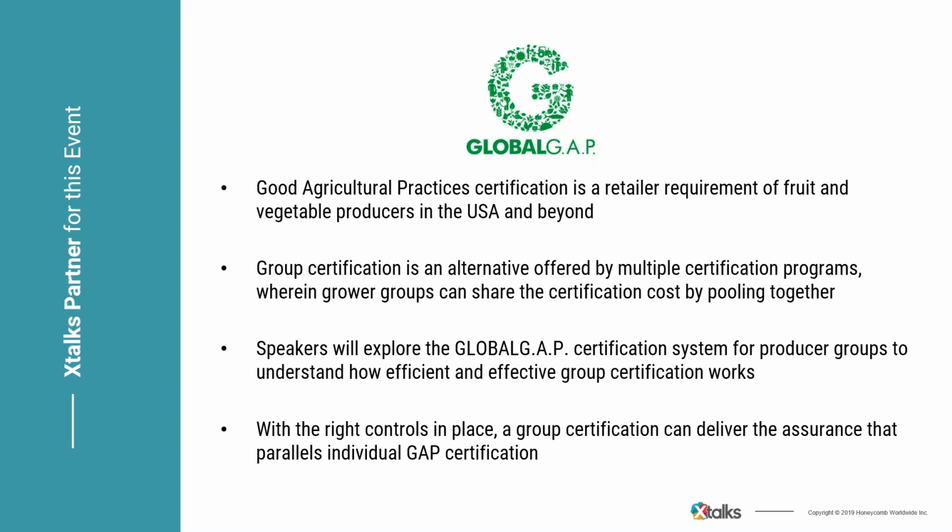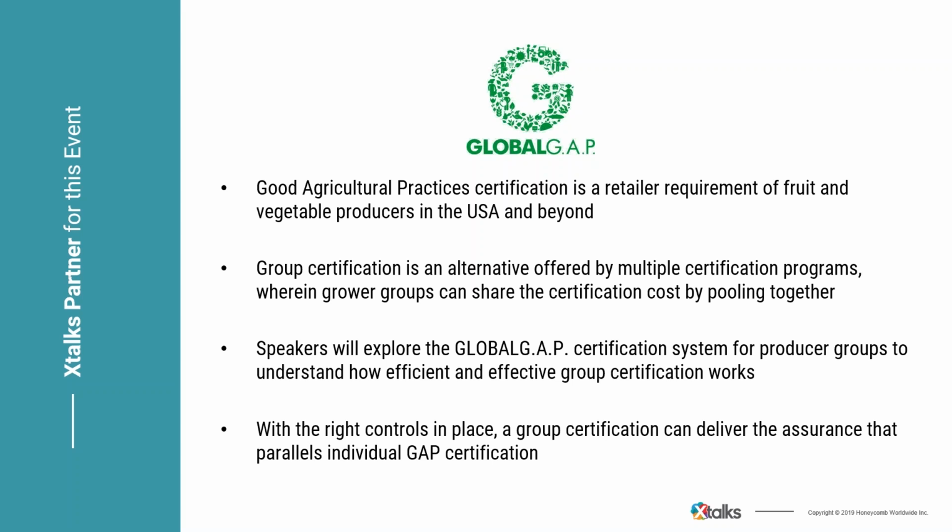Group certification is an alternative offered by multiple certification programs, wherein grower groups can share the certification costs by pooling together. However, some wonder how a certification that does not require annual external audits of every farm can provide adequate assurance. To answer this question, featured speakers will explore GLOBALG.A.P certification system for producer groups, a certificate accepted by retailers worldwide, to understand how efficient and effective group certification works.